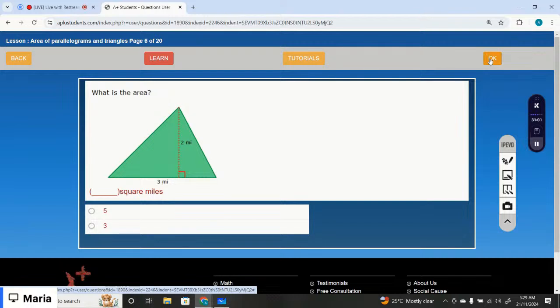What is the area? Which is the correct option? That is half times base times height. So, the correct option is 3. Option number 2 is the correct option.